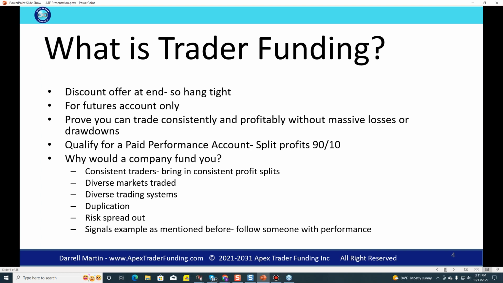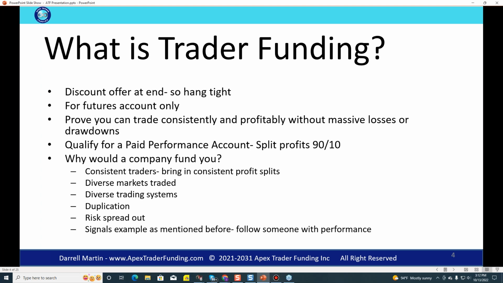Also, we don't require that you trade a certain system. You can trade whatever strategy or system you have. That's kind of the point, is we're looking for that diversity. So it does spread out risk and reward there, but it spreads out that risk among multiple different strategies or systems, which is always a safety net there.